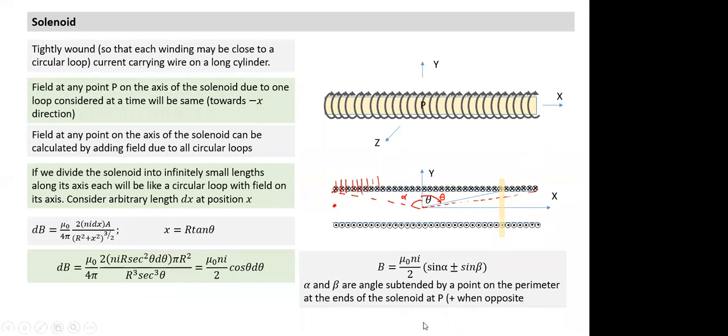Okay, so I hope all of you understand mu naught Ni by 2, sin alpha plus or minus sin beta. When do we take the plus sign? When the angles are on the opposite side. When you drop a perpendicular line, if the two ends are on the opposite side, I add them up; if they are on the same side, the length becomes shorter and I take the negative sign, similar to what you've done in the case of a line element.